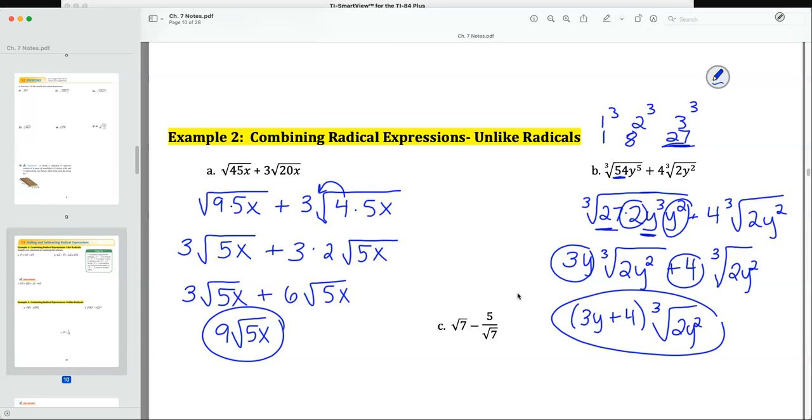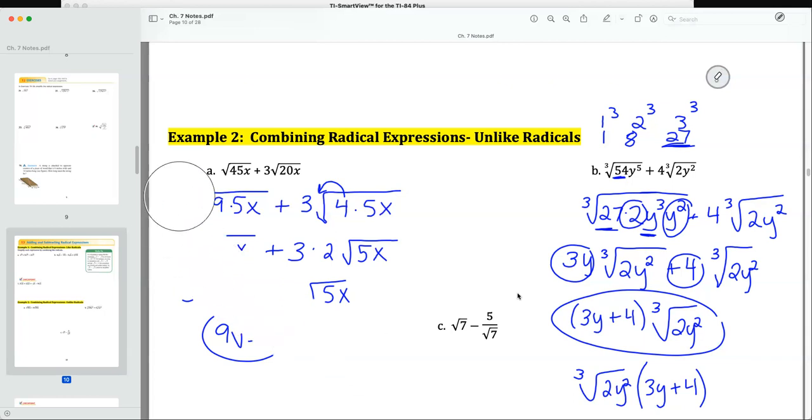it like that. You could also flip this around and write it as the cube root of 2y squared times 3y plus 4, and it would still be correct, but the standard form for any radical expression is usually to put the radical at the end of the expression. And I'm going to erase this so I can complete letter C.